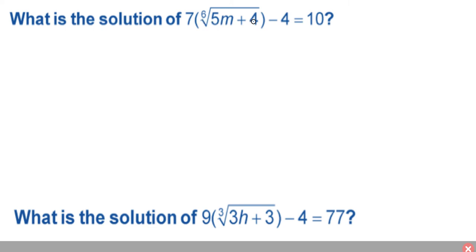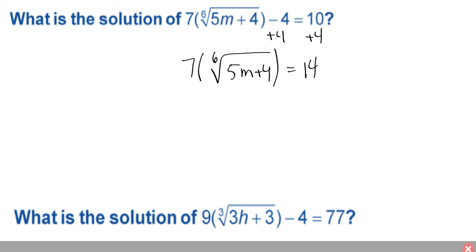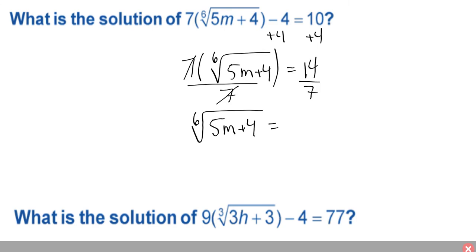Okay, so isolate this, add the 4. So I have 7 times the 6th root of 5m plus 4 equals 14. Divide both sides by 7. Hey, that works out kind of nice. We get a 2 over there. So we have the 6th root of 5m plus 4 equals 2. And then here, since we got that 6th index there, take both sides to the 6th power. All right, that takes care of that.